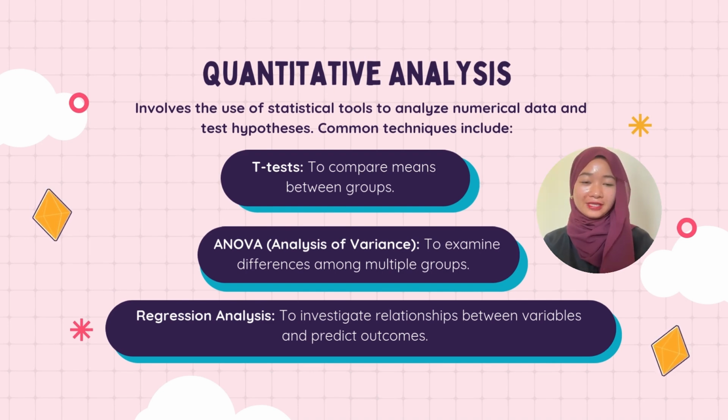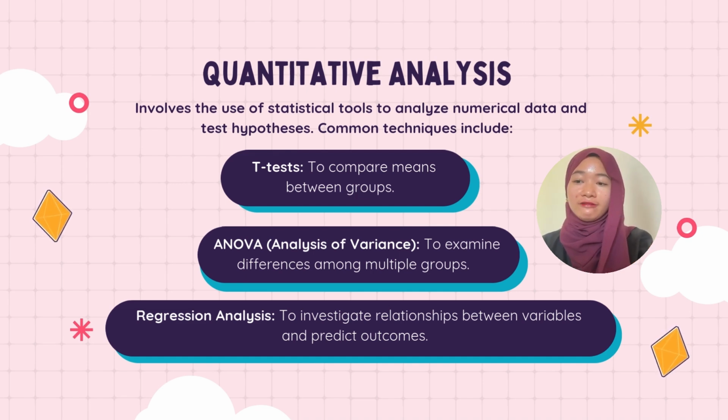Common examples that we have here, the first is the t-test. This compares the means of two groups to determine if there is a significant difference. For example, we could use a t-test to compare test scores of students who experience different teaching methods. The second, we have ANOVA, or analysis of variance. This technique is used to compare the means of 3 or more groups to identify variations. For instance, comparing the performance of students across 3 different schools.